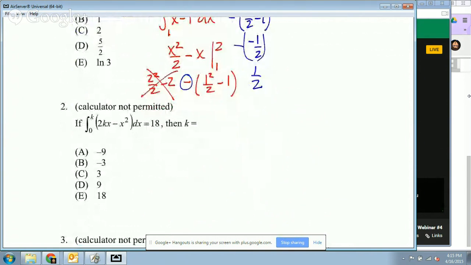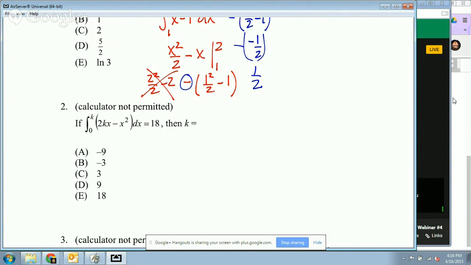All right, taking a look at this one, I have the integral from 0 to k of 2kx minus x squared dx is equal to 18. Then k is going to equal what? So the reason why I think this is so clever is because it looks really complicated by introducing this idea of the k. It's really not that.